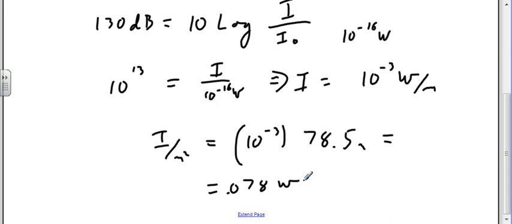So what is it that I am doing wrong? This is 15, 15's in 10.2. Intensity naught. Oh, it's 10 to the minus 12th. That's right. That's what I'm doing wrong. Intensity naught, which is 10 to the minus 12th watts per meter squared.